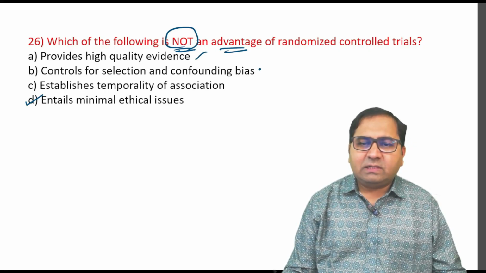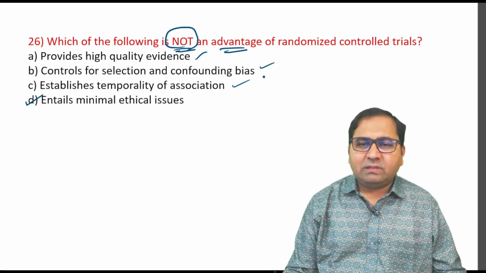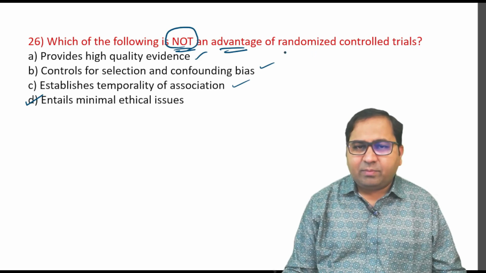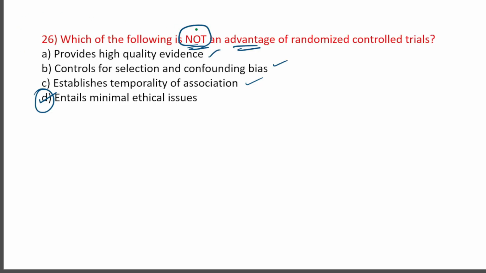Controls for selection and confounding bias, yes. Establishes the temporality of association. All these are associated with RCT, but not the entailment of minimal ethical issues. Now see this chart over here regarding the advantages and disadvantages of randomized control trials, also called RCTs. In our question they have asked which is not an advantage of RCTs. So that means among the 4 options, 3 are advantages and 1 is a disadvantage. Okay, and we have taken the answer that it entails minimal ethical issues.